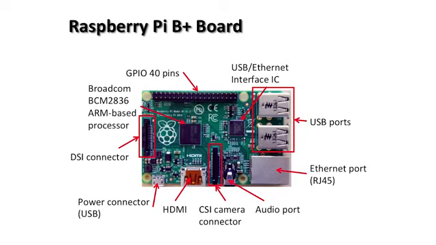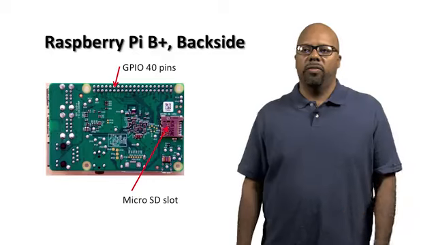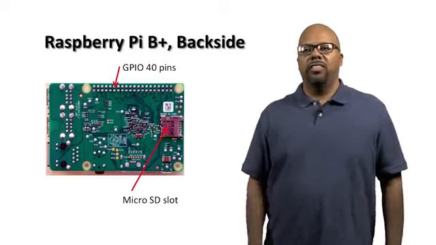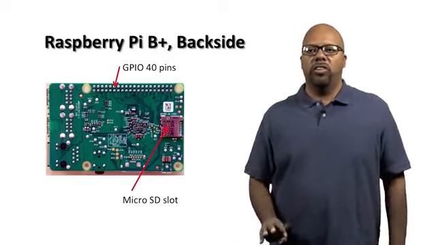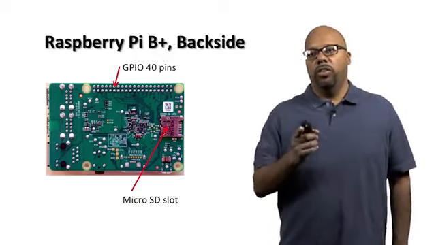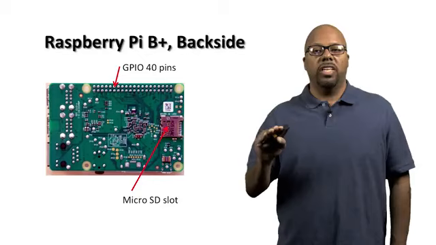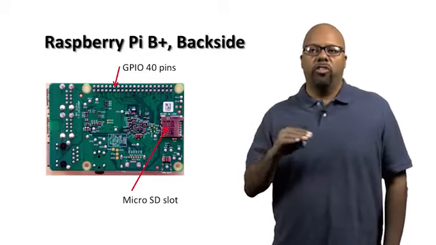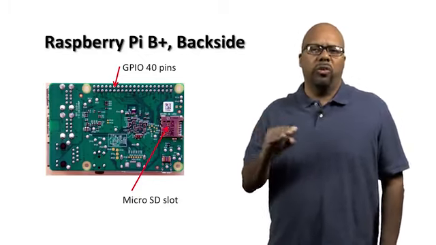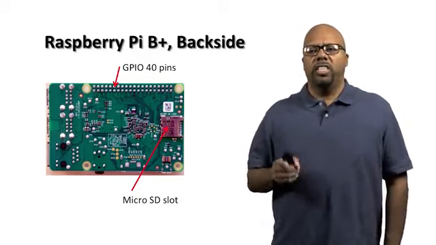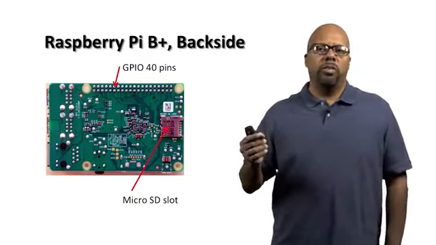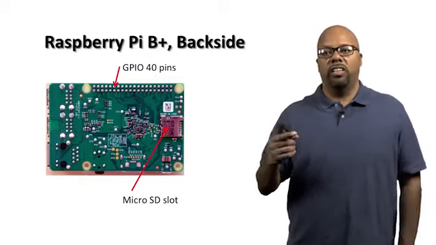Now, let's look at the back side of the board, see what's underneath. This is what the bottom looks like, and there's not a whole heck of a lot that we're interested in here, except, well, you can see the bottom side of the GPIO pins along the top. That's just for reference, where the location is. And on the right side, you see the micro SD slot. So that's where you slip in the micro SD card into that slot on the bottom.